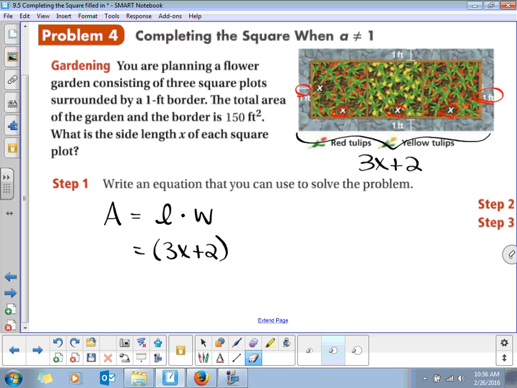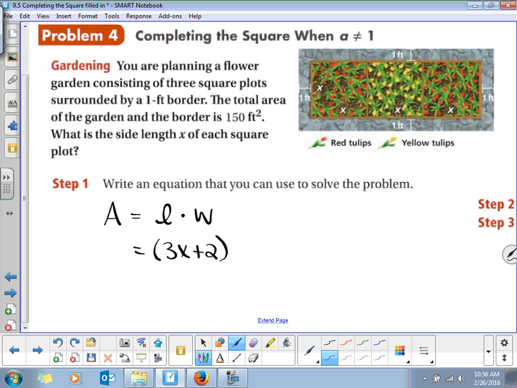Now, our width is what we have here. And for that one, we've got that 1 foot up there. We've got x here, and we've got that 1 foot right there. So that's going to be what? x plus 2. And that's going to be equal to our area, which is what? 150.